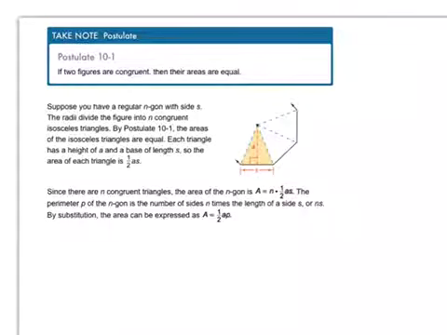Okay guys, so on this page we just see a postulate. It's basically saying that if two figures are congruent, then their areas are equal. And that's because in a regular polygon, it forms all of these congruent triangles. And so from there, we can get the formula for the area of a regular polygon, and we're going to see that more on the next page.